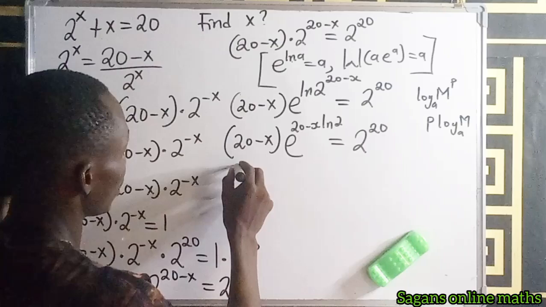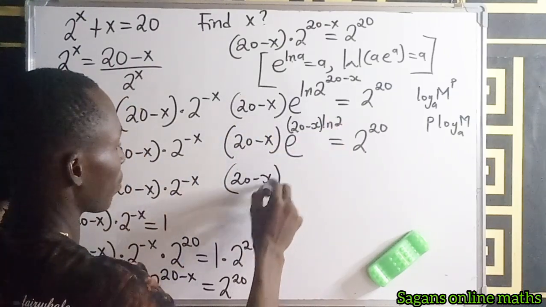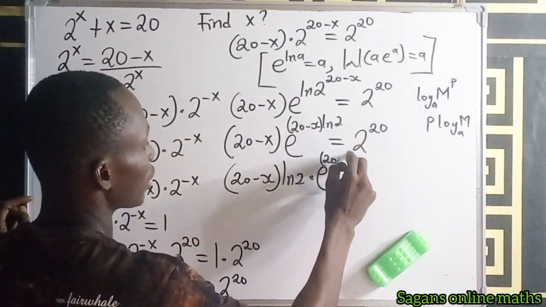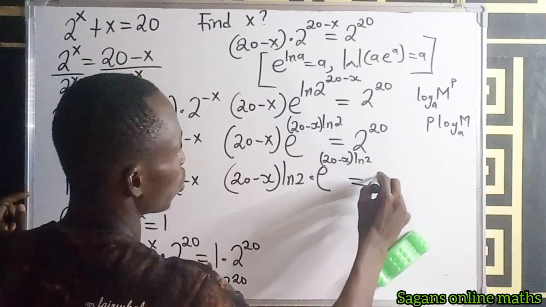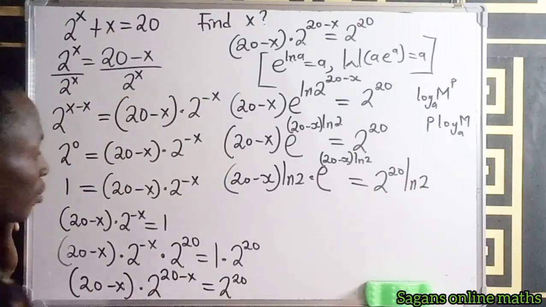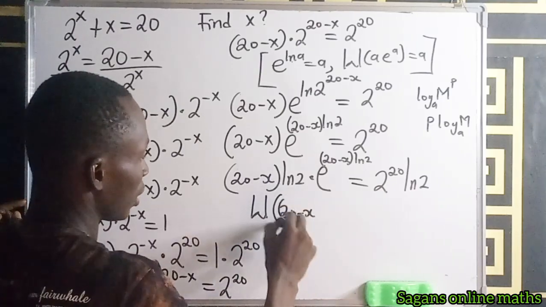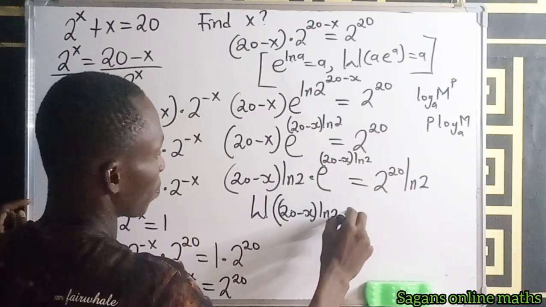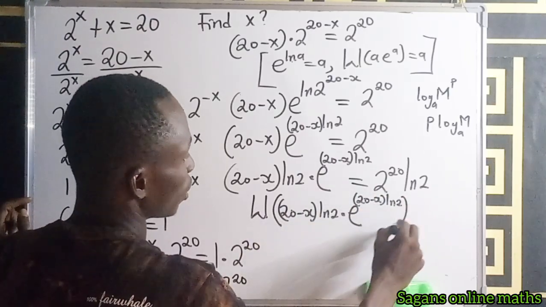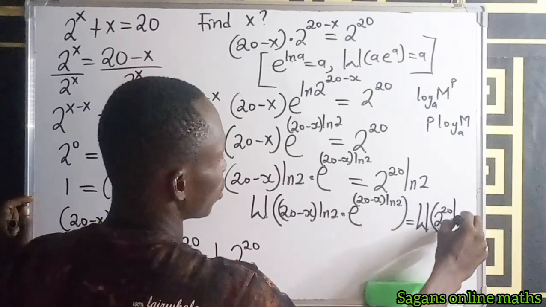If we do that, this is what? I'm putting the parentheses: 20 minus x multiplied by ln 2 multiplied by e to the power of 20 minus x multiplied by ln 2 is equal to 2 to the power of 20 multiplied by ln 2. Wow. Now, you can take the Lambert W function of both sides: ln 2 multiplied by e to the power of 20 minus x multiplied by ln 2 is equal to the W function of 2 to the power of 20 ln 2.